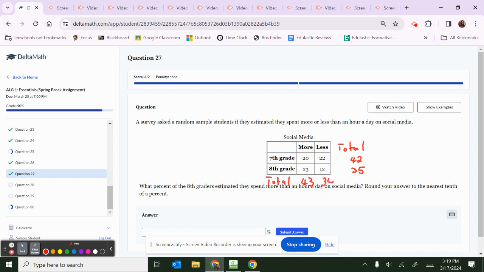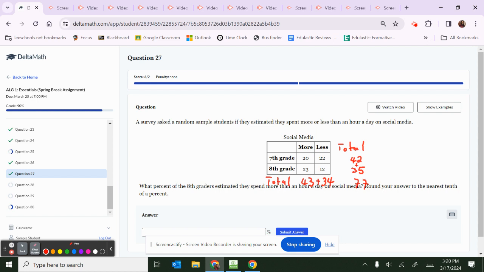And how many people use social media less? About 34. So the total amount of people in my entire survey, I can get by adding these numbers together. So 42 plus 35 would give me 77. And that should be the same thing as when I add these together. So 43 plus 34 is also 77. Those should be the same.